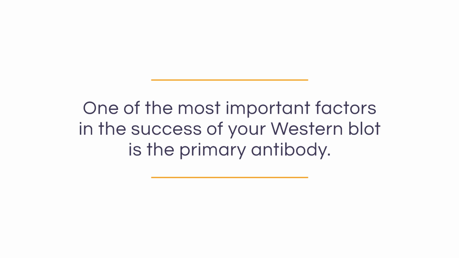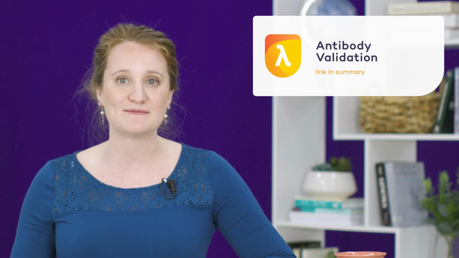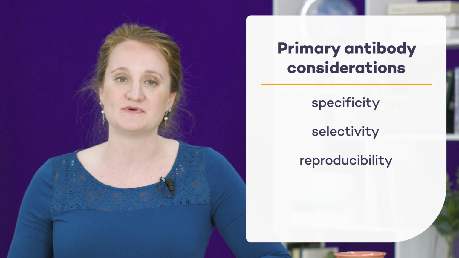One of the most important factors in the success of your Western blot is the primary antibody. Thorough testing of the primary antibody is critical for obtaining the highest quality Western blots. To learn more about testing and validating your primary antibody, refer to the Lambda U course on antibody validation. You want to ensure the specificity, selectivity, and reproducibility of each primary antibody.